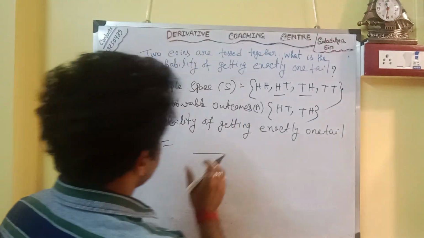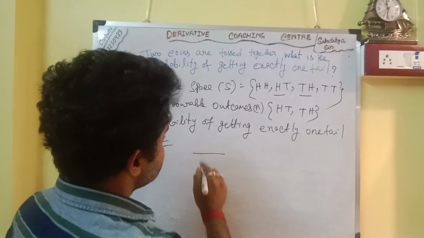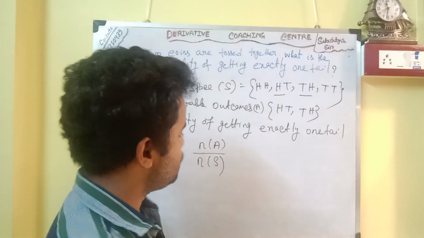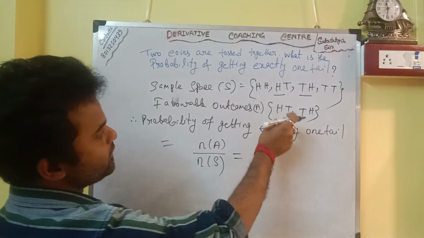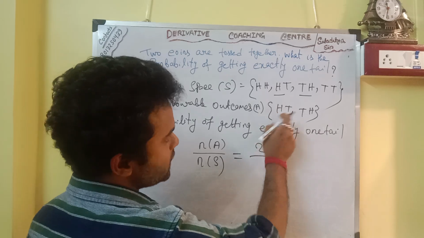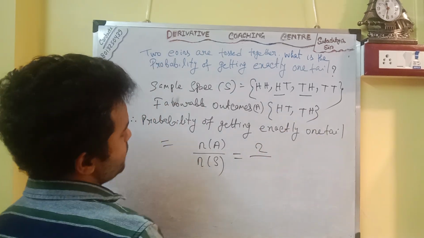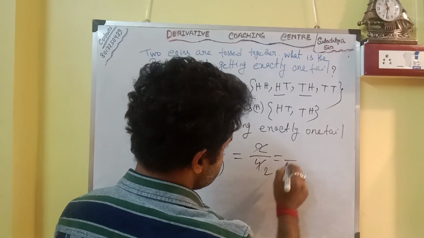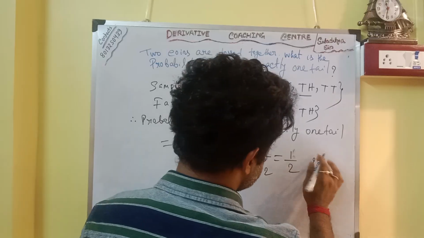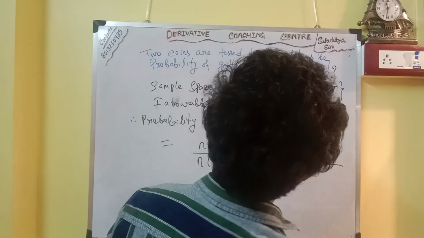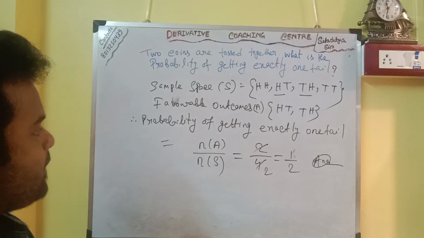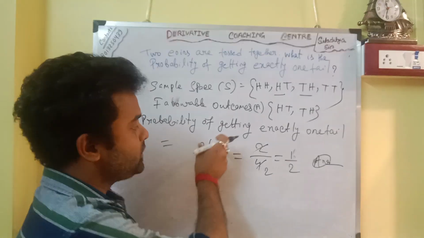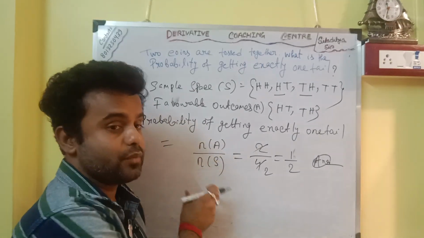The formula for the probability of getting exactly one tail is the number of favorable outcomes by the number of total outcomes. The number of favorable outcomes is only 2, this one and this one, and the total outcomes are 1 2 3 4. So the answer is 1 by 2. So you can solve this type of problem. You have to know the formula: the probability of anything occurring is the number of favorable outcomes by the number of total outcomes.